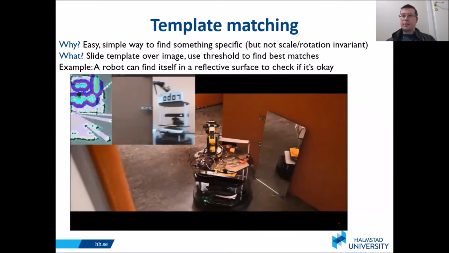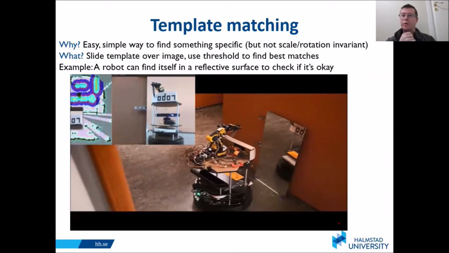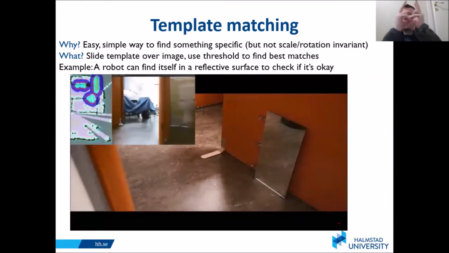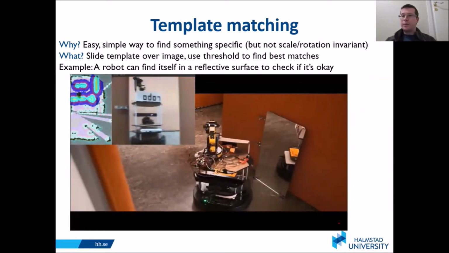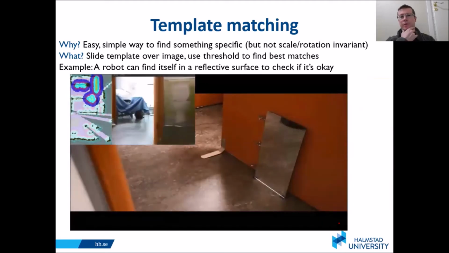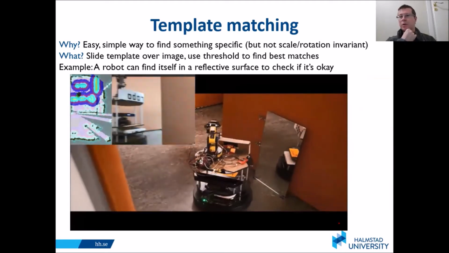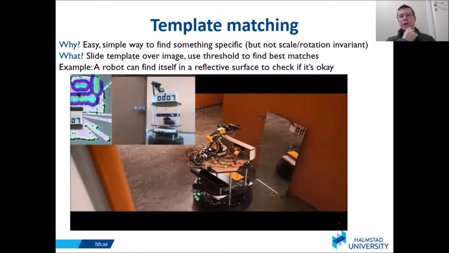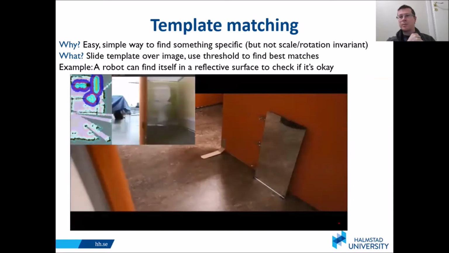Template matching. This is another really simple, useful technique. If you know that you're looking for something specific, then you can just take that template of that thing that you're looking for and pass it over the image, and then use some type of threshold on the match to say when you've found it. Here, there's a video playing that's showing an example of a robot a student built that will patrol around in an environment. And when it sees itself in some type of reflective image, it checks to see if it's okay. And here it's found that it's got a problem, so it tries to fix that.